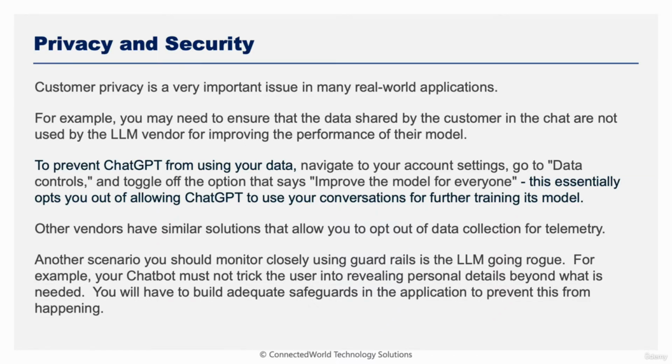To prevent ChatGPT from using your data, navigate to your account settings, go to data controls, and toggle the option that says improve the model for everyone. This essentially opts you out of allowing ChatGPT to use your conversations for further training its model. Other vendors have similar solutions that allow you to opt out of data collection for telemetry. Another approach is to have your own model served from your own cloud or your own on-premise servers instead of relying on the model supplied by the vendor.